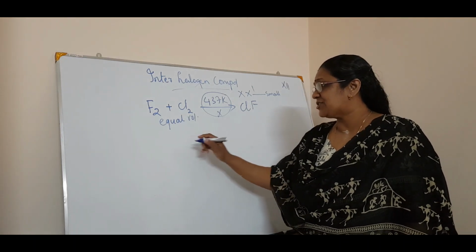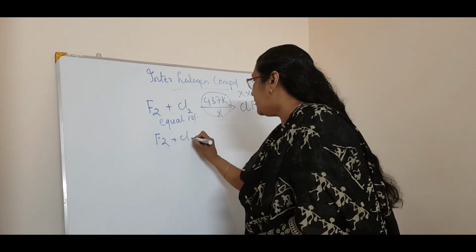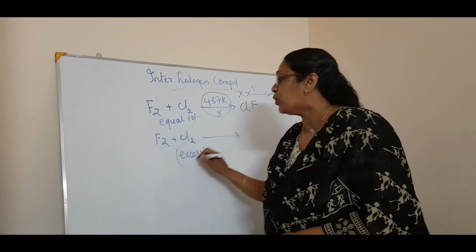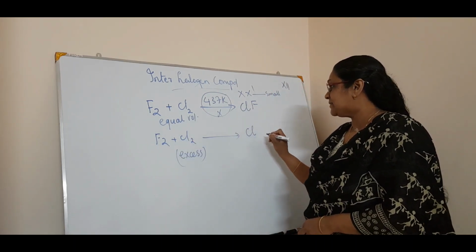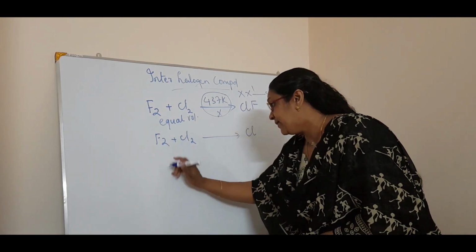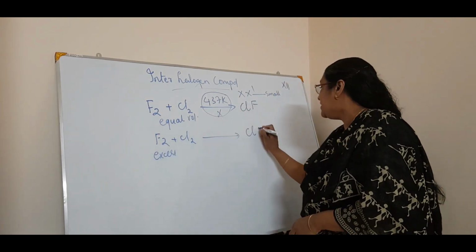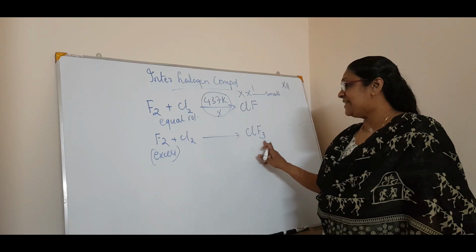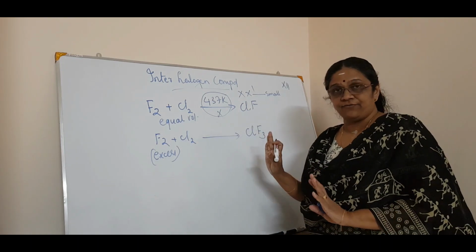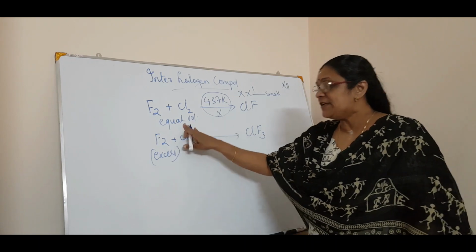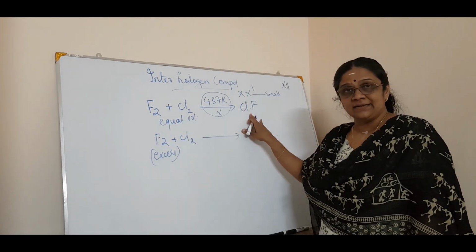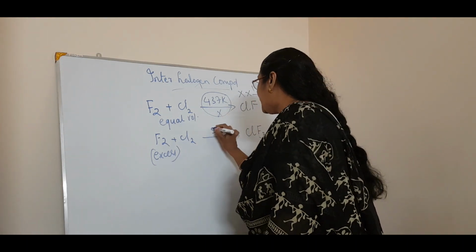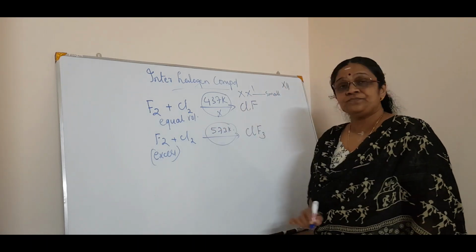Now in the second reaction, F2 plus chlorine will again give you a product. If you take fluorine in excess, you can have ClF3. See, this is just logic. If fluorine is in excess, you can have ClF3. If it is an equal amount, ClF. You can remember it like that. If it is an equal volume, you will get the monohalide. And this also has a temperature, 573 Kelvin. Just note it down.